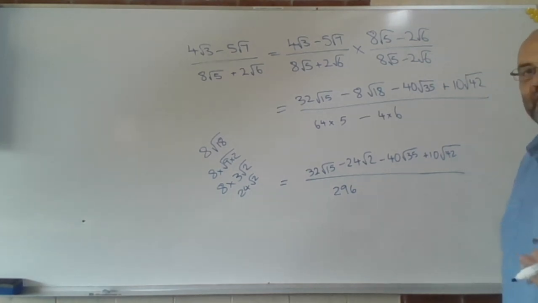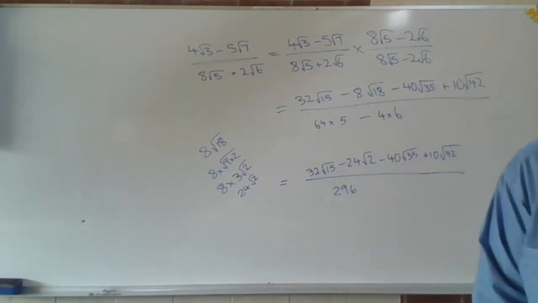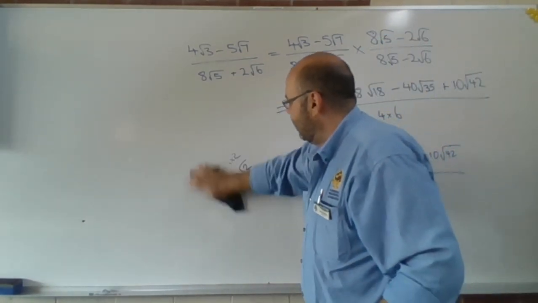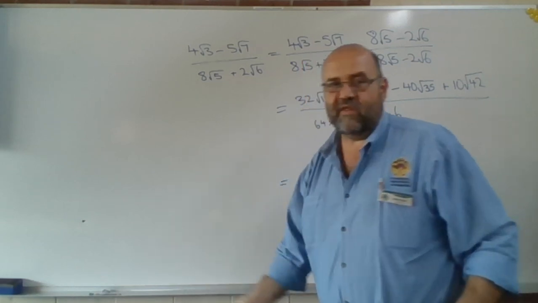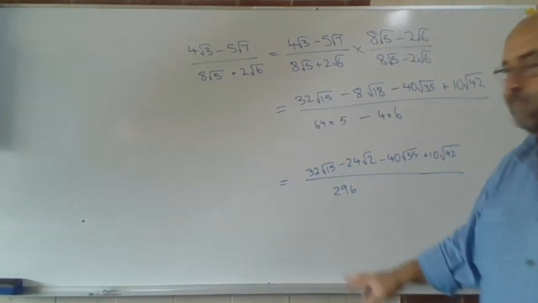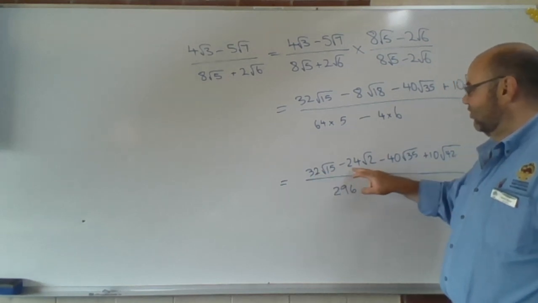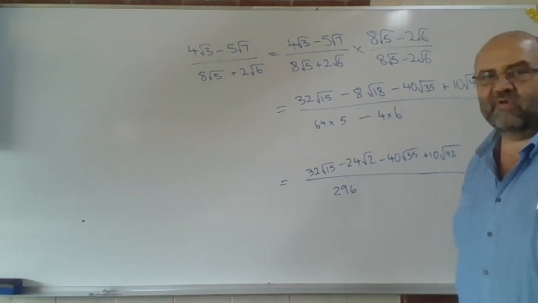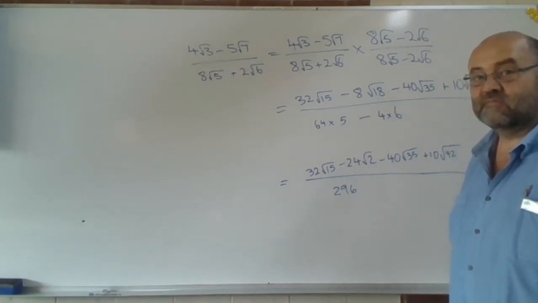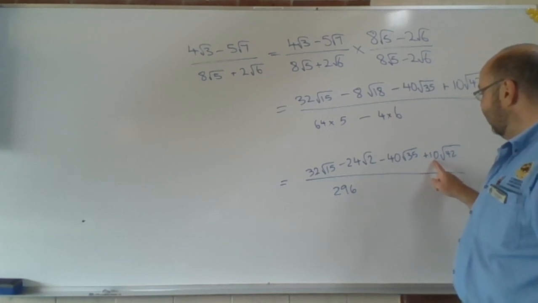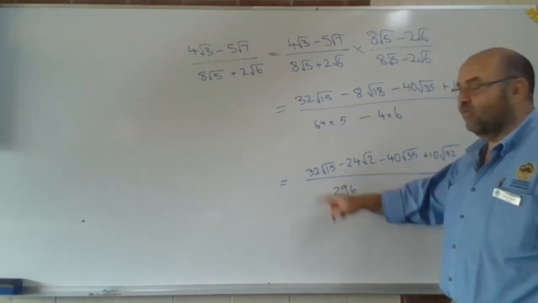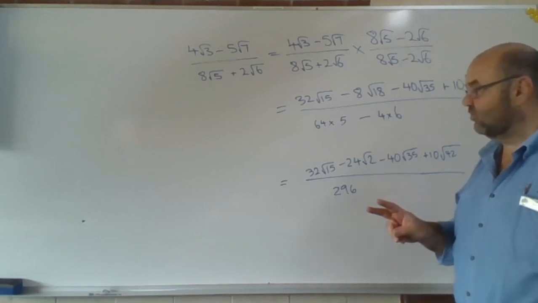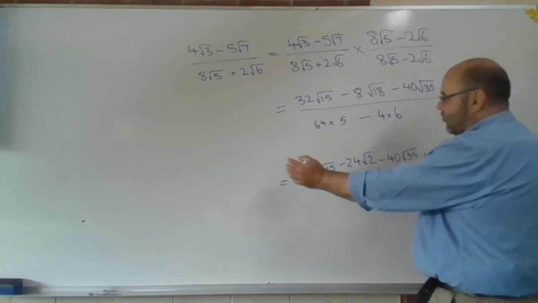Okay, so now we're not quite done, so we're not going to leave it there. No way in the world. Have a look at the numerator. Look at these numbers: 32, 24, 40, 10. Do they have anything in common? Is there a common factor? Is there a number that goes into 10, 40, 24, and 32? Absolutely. 2 goes into all of them. So I'm going to factorise a 2 out of all of that.